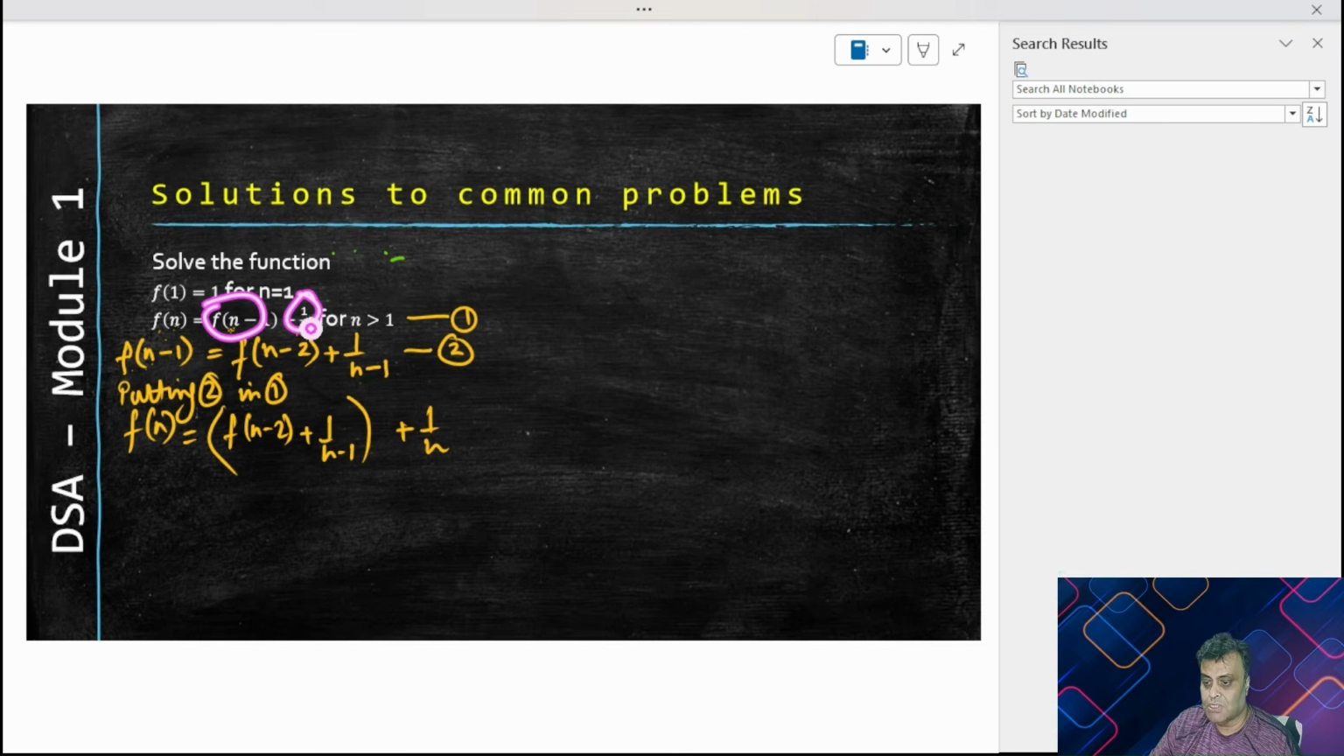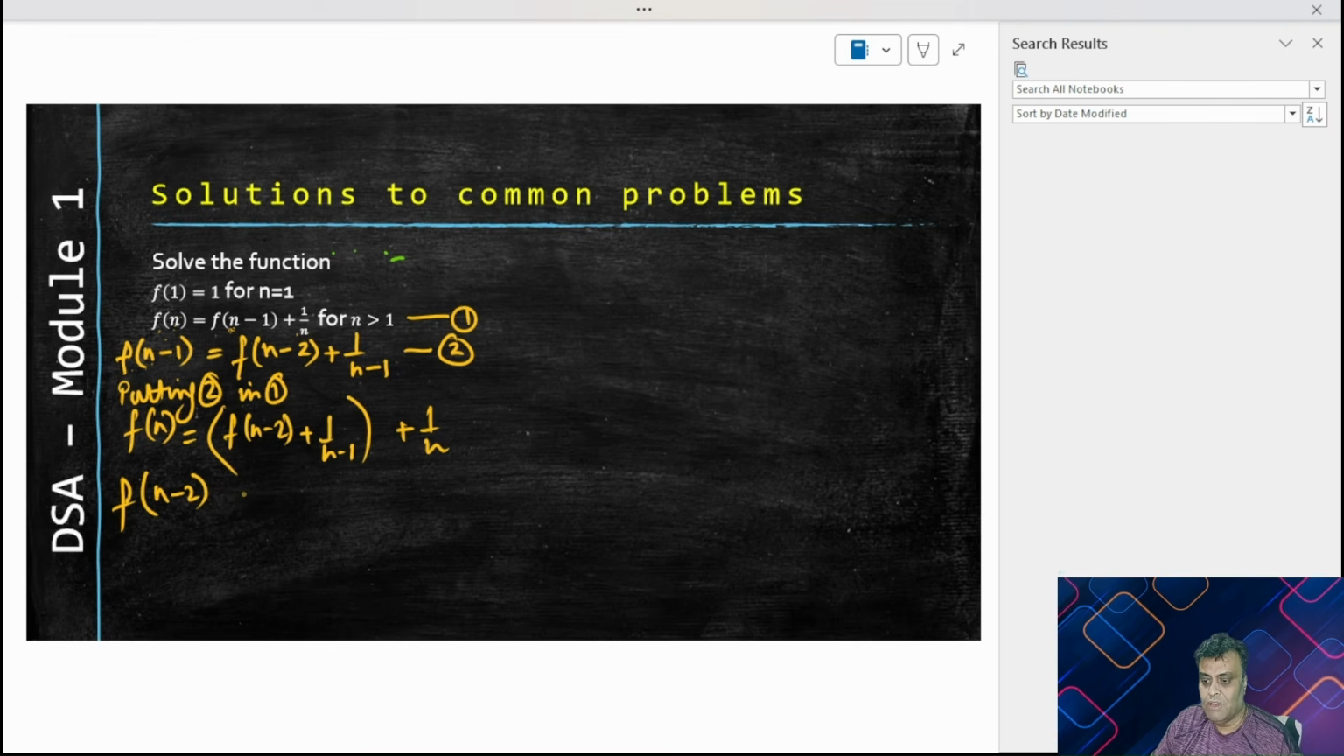So I substituted this and then I added this 1 by n, right? So this becomes my fn. Now can I put in this equation fn minus 3? Sorry, fn minus 2. So if I put fn minus 2, then what will happen to this equation?